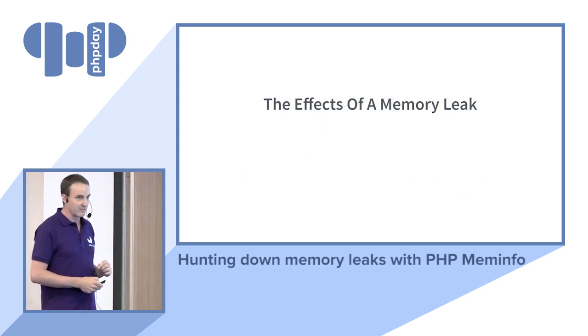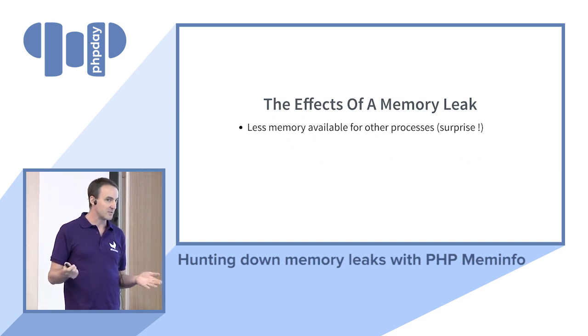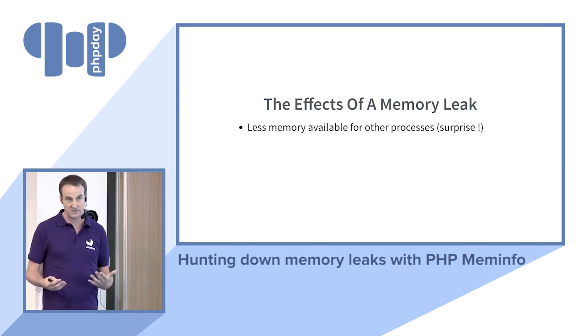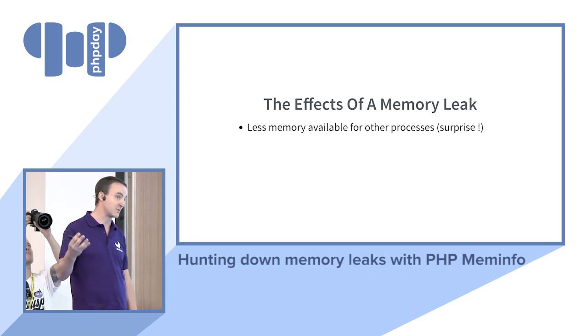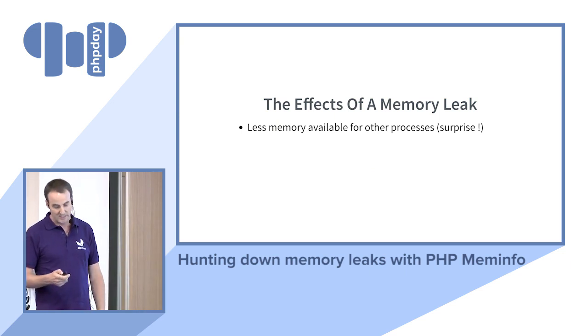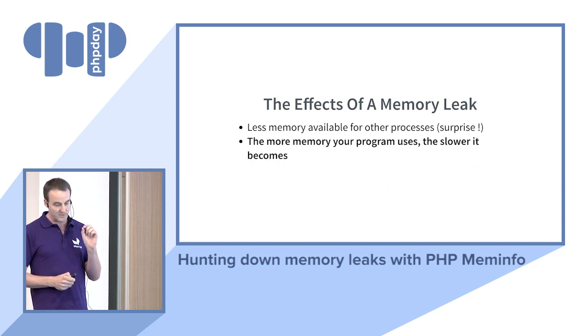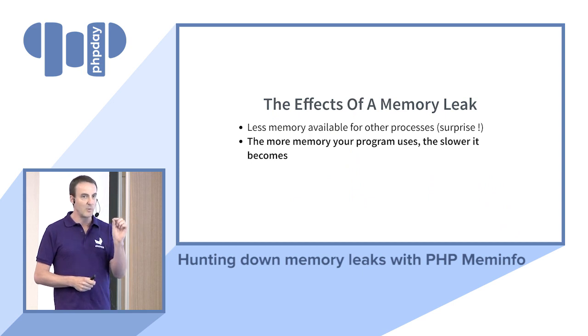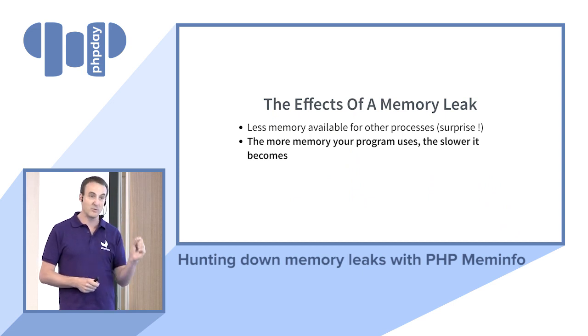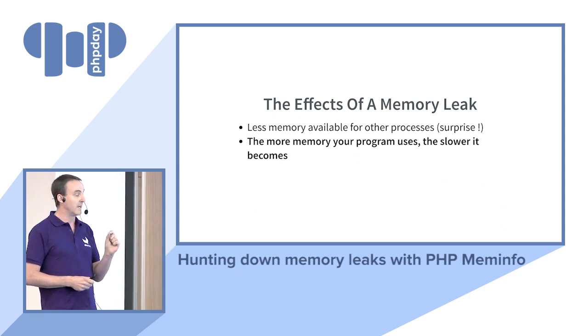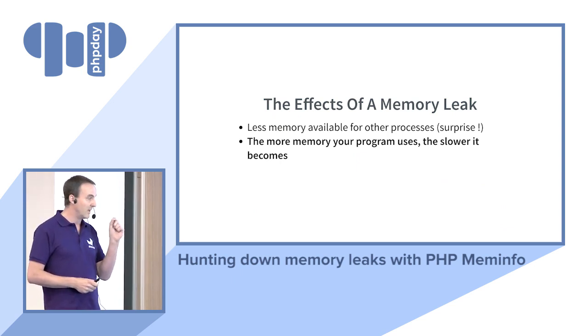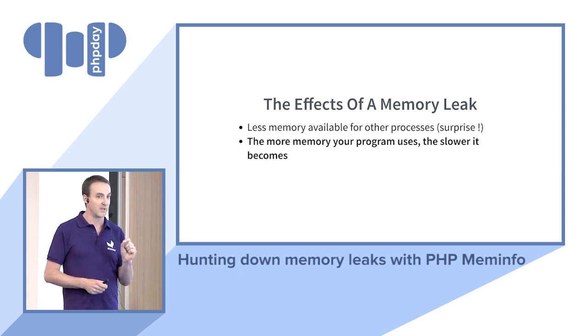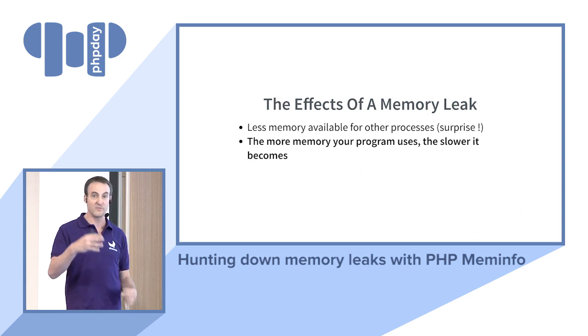And when you look at the effect of the memory leak, the first one is pretty obvious. You're using more memory than needed, so there's less memory available for other processes on the same machine. But the other one is maybe a little bit more critical: when you are using more memory than needed, your program is getting slower. It's even more critical when you have jobs that run for hours. A job that should take 2 hours will maybe take 3, 4, 10 hours because of a memory leak.